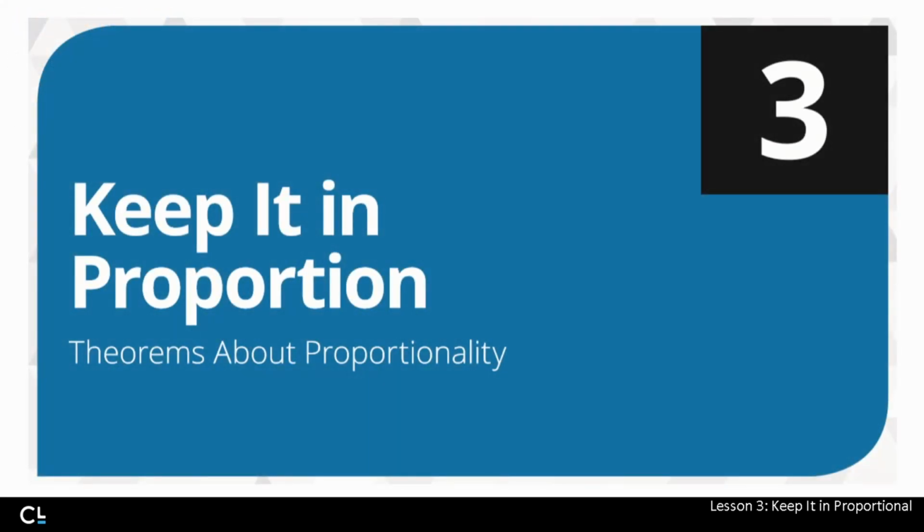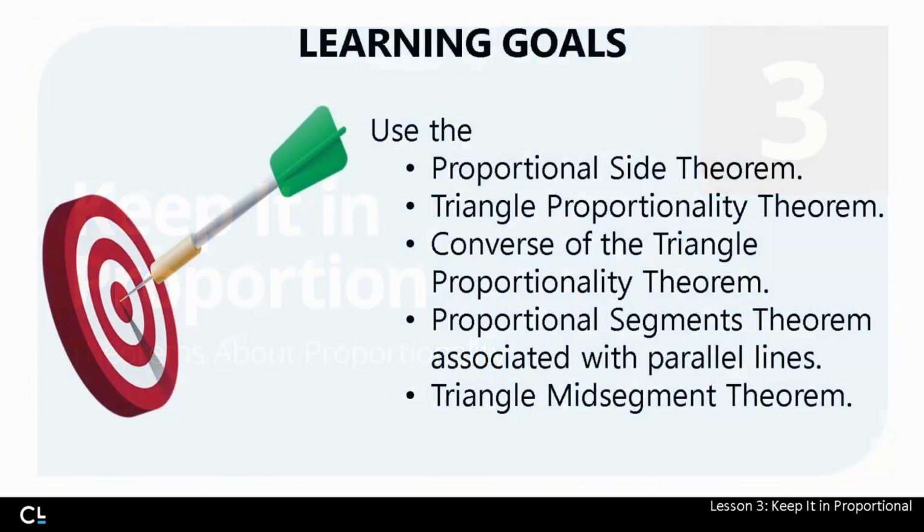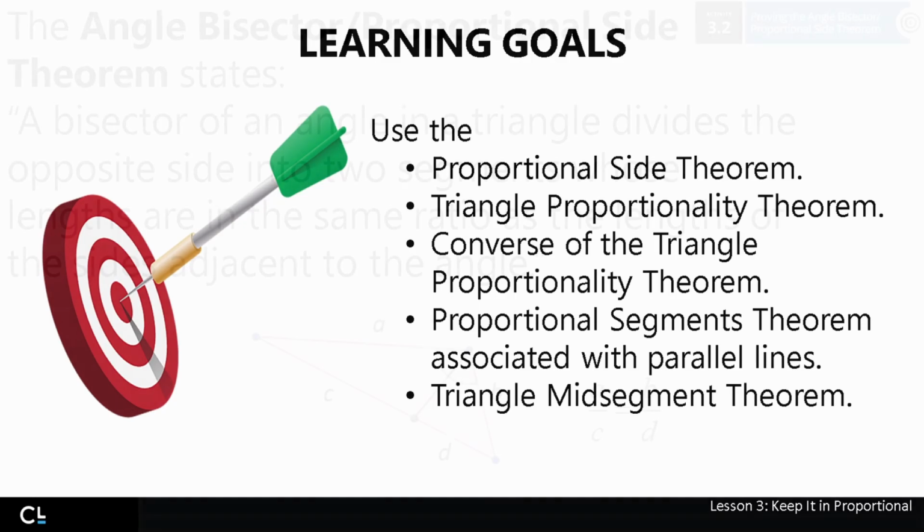Our lesson is called Keeping It in Proportion, and we're going to be talking about theorems about proportionality. Our learning goals for today are to use the proportional side theorem, the triangle proportionality theorem, the converse of the triangle proportionality theorem, the proportional segments theorem associated with parallel lines, and the triangle mid-segment theorem. So basically, we're talking about a lot of theorems, and we're going to be applying them. Now, it's not going to be as complicated as it might seem, because they're basically the same thing. They all follow the same type of rules. So once you see it, it'll be a little easier, right?